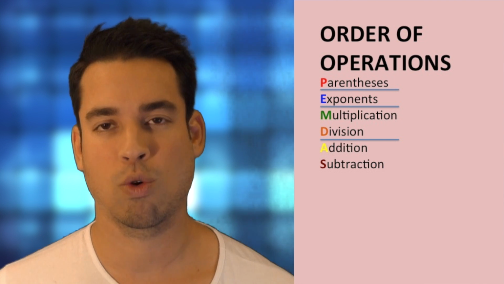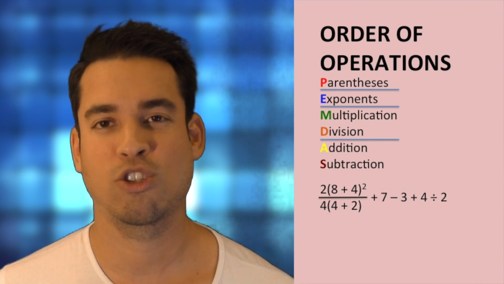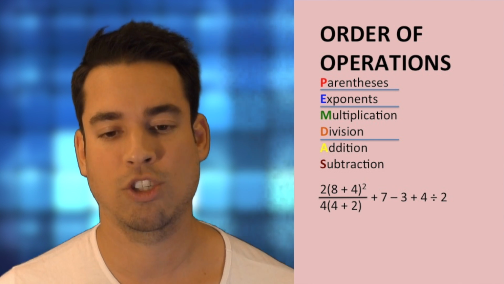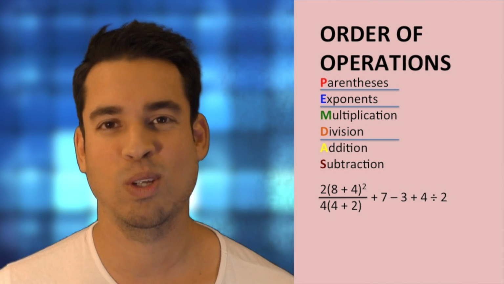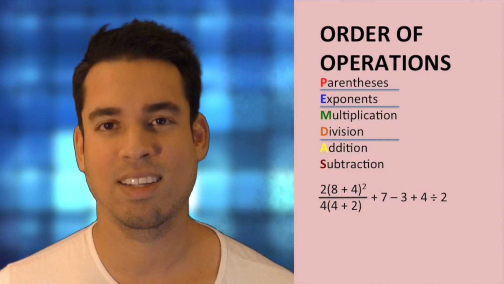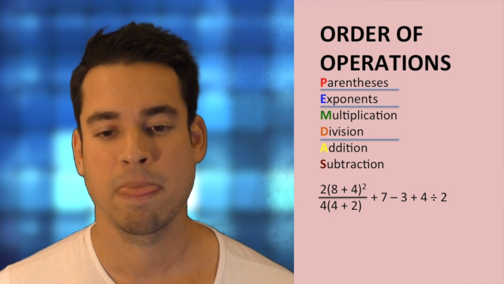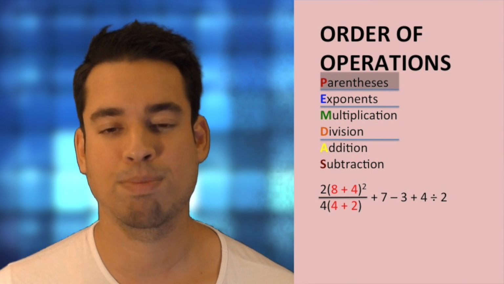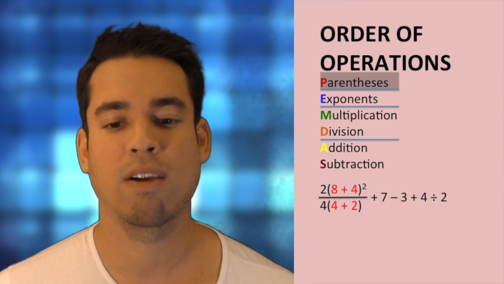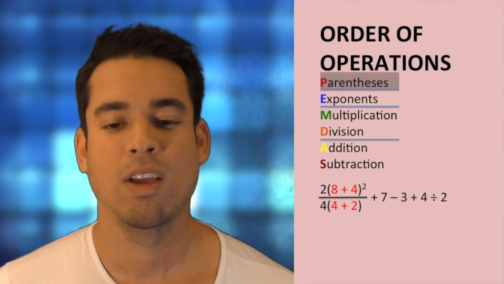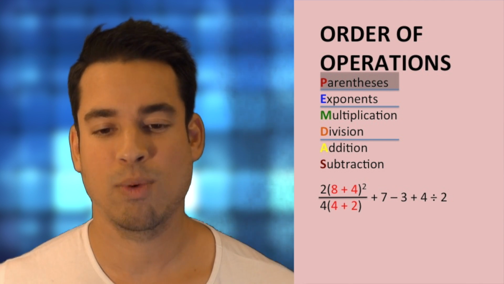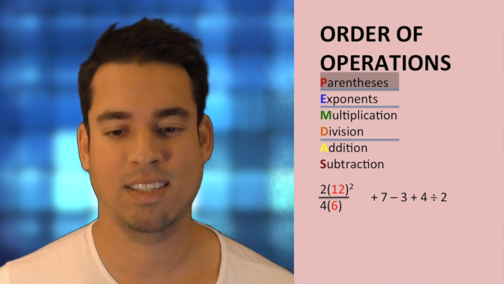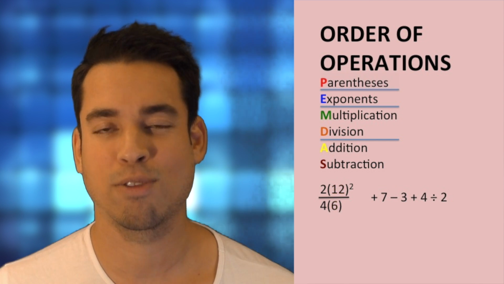So we're gonna go through a quick problem that I've created to illustrate exactly how PEMDAS works. So here we have this nice long equation with a fraction, we got some exponents, parentheses. So let's figure out how to tackle this via PEMDAS. So first we're gonna see, is there anything in parentheses? We got that 8 plus 4 on top, and we've also got 4 plus 2 on the bottom. So let's go ahead and evaluate those, and we have 2 times 12 squared over 4 times 6, and then we got the remainder of the problem.